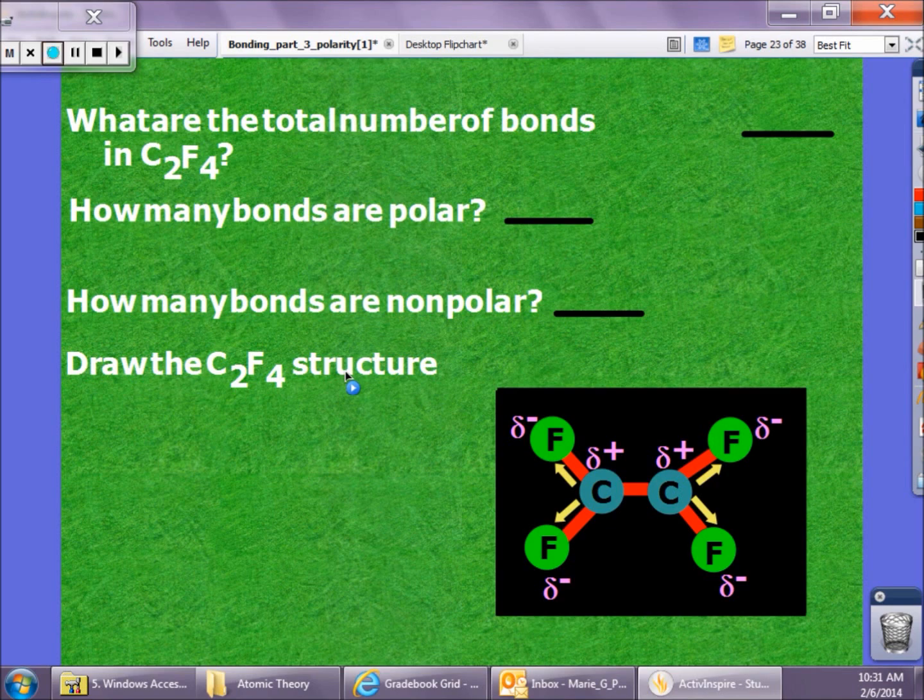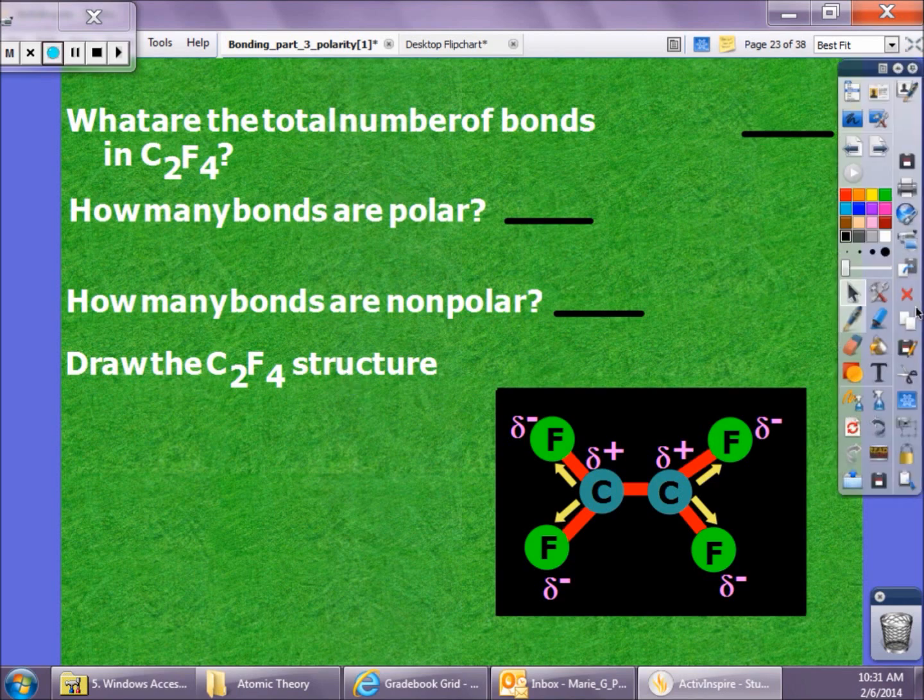Well, I think if you draw it properly, you need to have a double bond between the carbon and carbon. Because look at that carbon. It's not stable. You have 6 electrons. You need a double bond here. So make sure you draw it right. But the carbon is more electropositive. The fluorine is more electronegative.